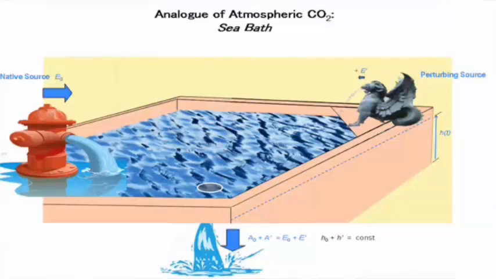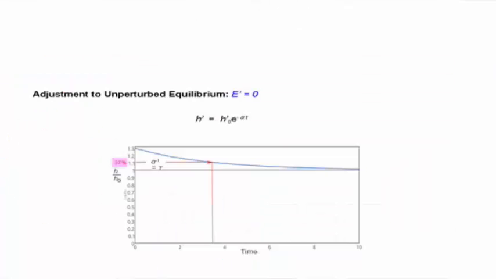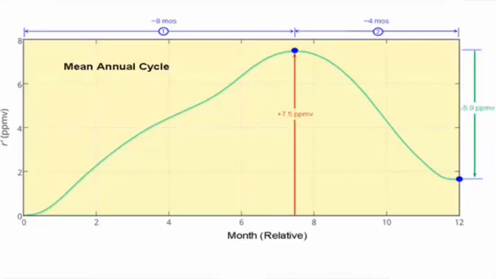In the seabed, removing the perturbing source reveals absorption through the time scale of decay. In one absorption time, perturbation in height decreases to 37% of the initial perturbation. In the atmosphere, the perturbation in CO2 doesn't decrease to 37% of its initial level. It decreases to only 20%. In 4 months, 80% of the perturbation has been absorbed. The absorption time could be only shorter.